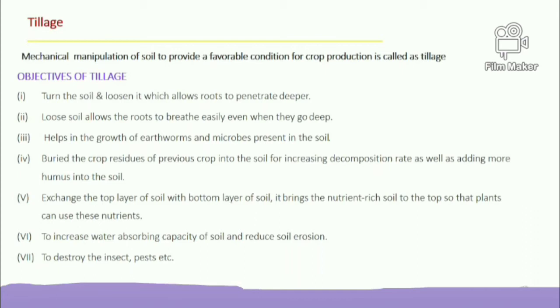humus into the soil. Exchange the top layer of soil with the bottom layer of soil. It brings the nutrient rich soil to the top so that plants can use these nutrients. Tillage is also used to increase the water absorbing capacity of soil and to reduce soil erosion, and to destroy insects and pests. So these are some objectives which are listed here.